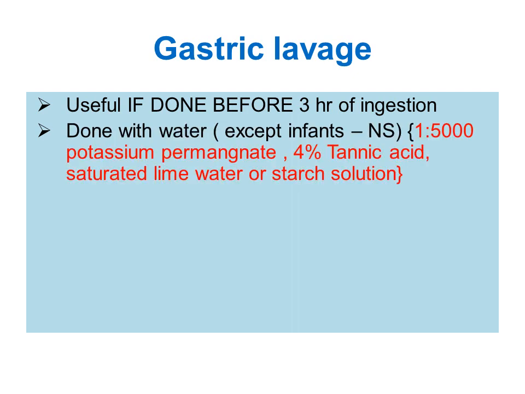The method of giving gastric lavage is with water. Usually it is done with normal saline. We can also use plain tap water if we don't have normal saline. In some situations, we can use normal saline with a mixture of 1:5000 potassium permanganate, or 4% tannic acid in saturated lime water, or starch solution.